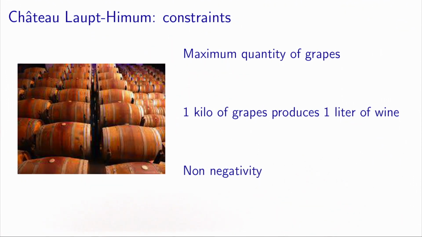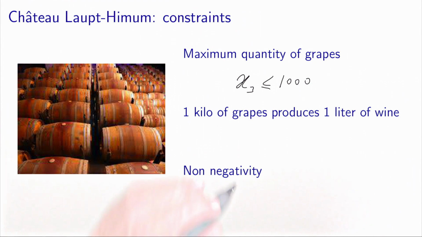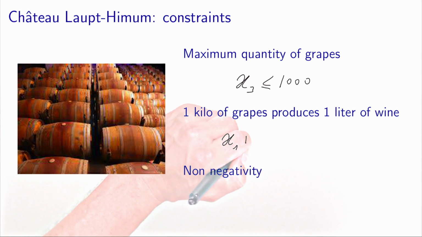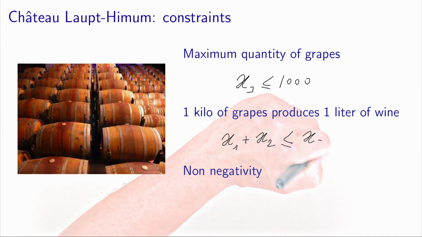So the last step in this process is the identification of the constraints. So first, we have a maximum quantity of grapes that we can buy. So x3, the number of kilos of grapes that we buy, should not exceed 1 ton, which is 1,000 kilos. Then, as we discussed, 1 kilo of grapes produces 1 liter of wine. So the total quantity of wine that we can produce, x1 is the rosé, x2 is the red, cannot exceed the number of kilos of grapes that we have purchased.